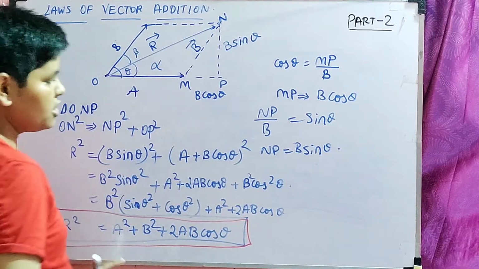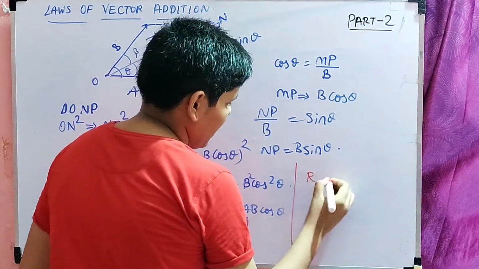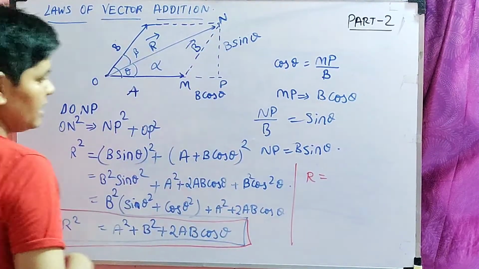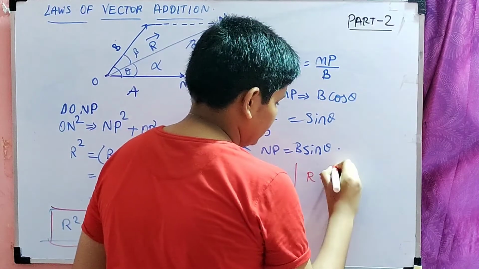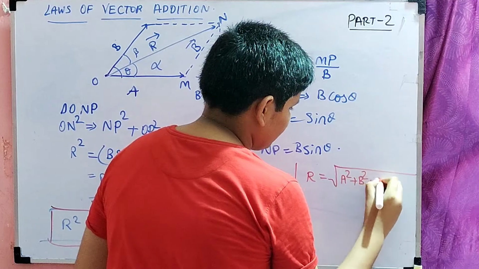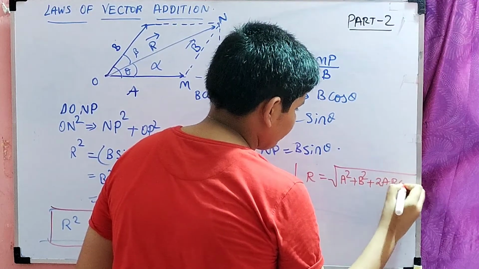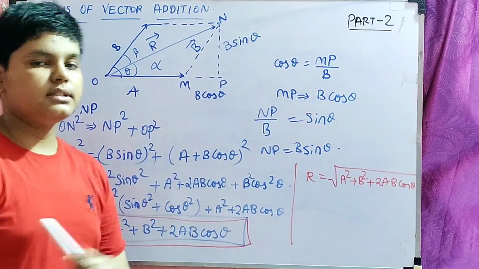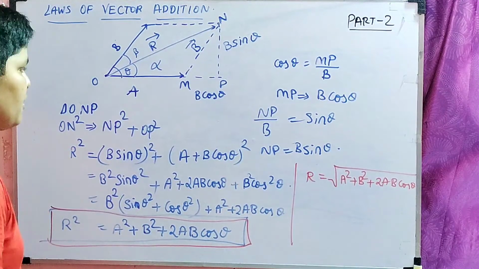Now this can also be written as R. If you are removing the square, the square goes to the other side and it becomes under root A square plus B square plus 2AB cos theta. This is the formula for the parallelogram law of vector addition.